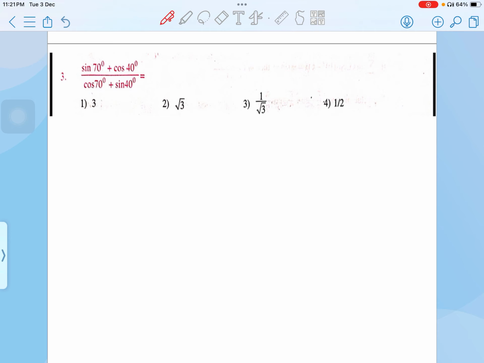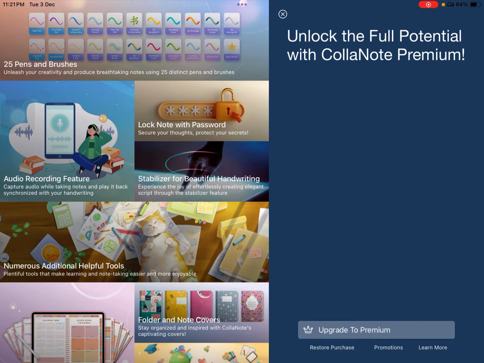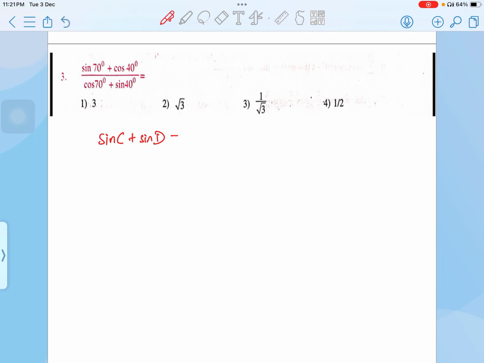Same formula. Okay, but sin C plus sin D. What is the sin C plus sin D formula? Sin C plus sin D is 2 times sine of addition of both divided by 2, C plus D divided by 2, into cos of C minus D divided by 2. The denominator is okay, we didn't want this one. We'll want sin C and cos D.